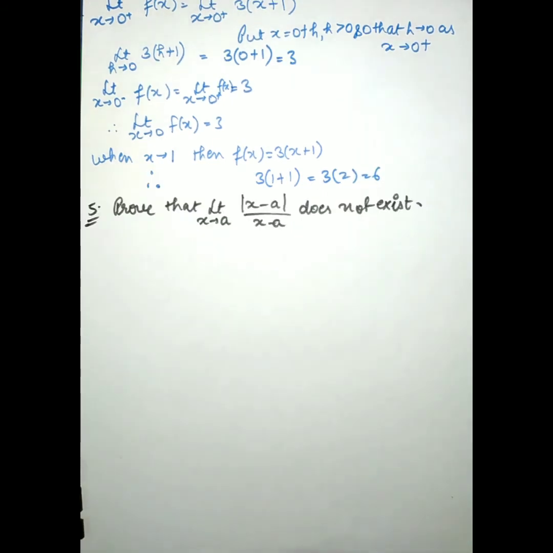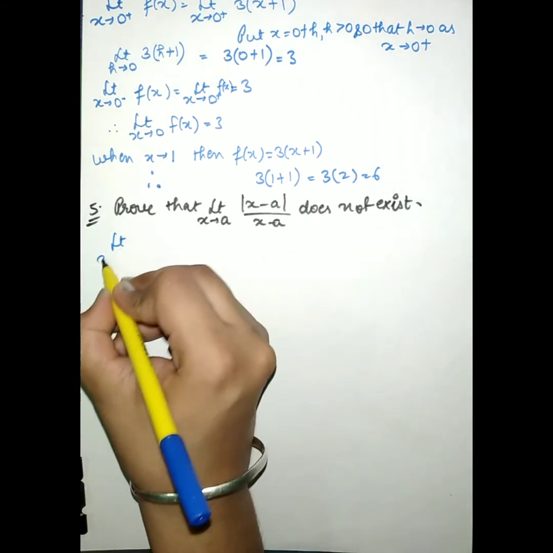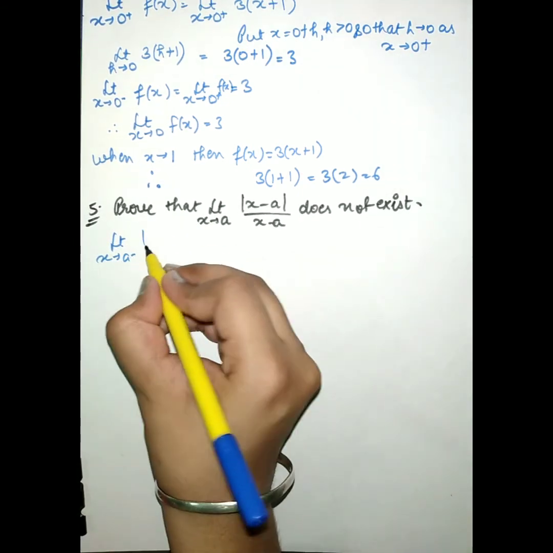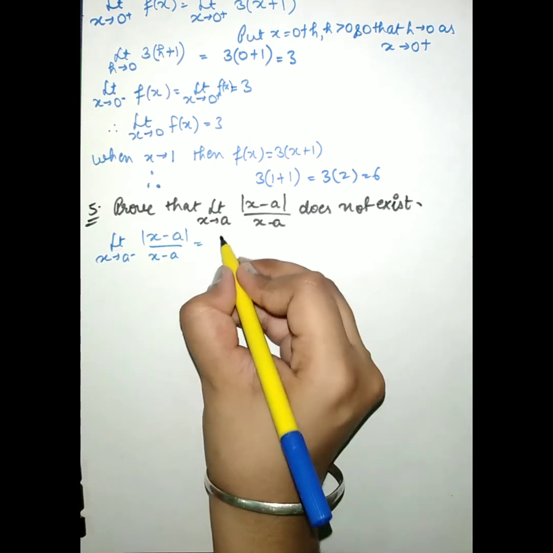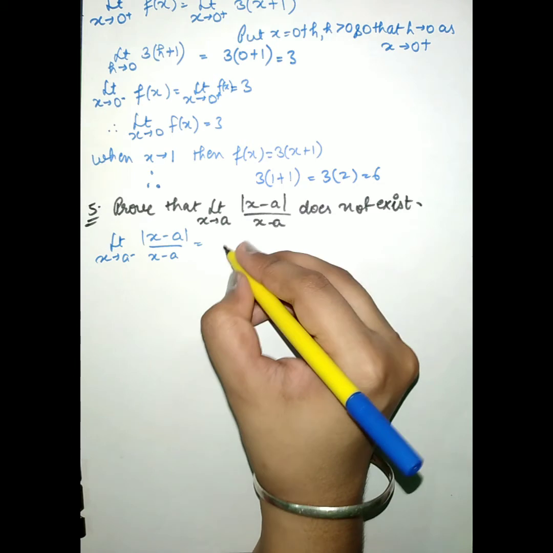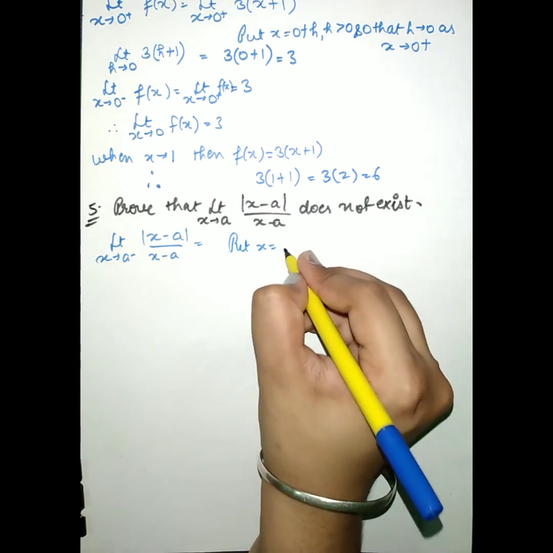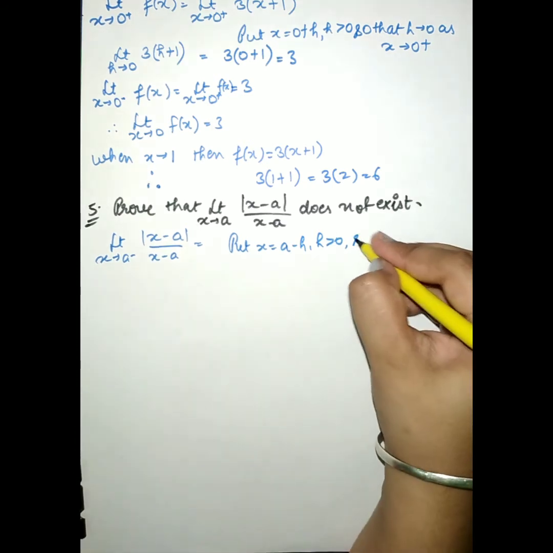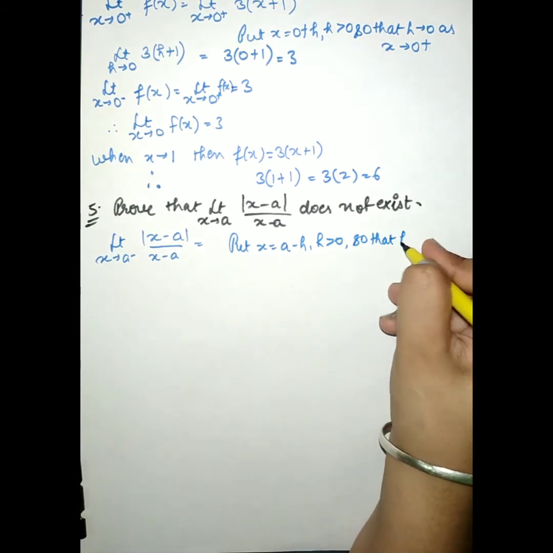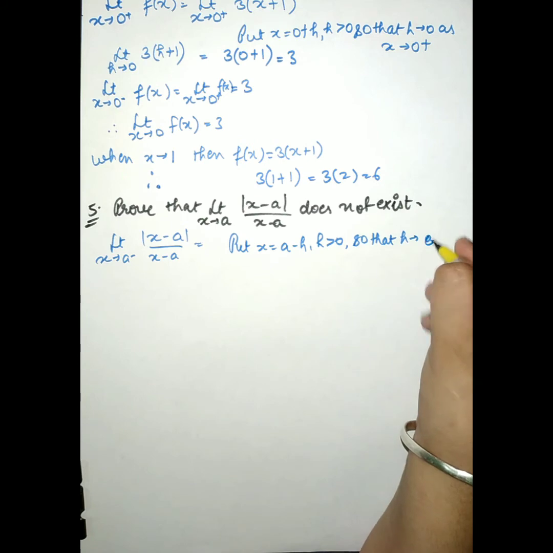Next, the fifth question is: prove that limit x approaches to a of |x − a| upon x − a does not exist. Now we will solve for limit x approaches to a negative. It will become |x − a| upon x − a. Put x equal to a − h, where h is greater than 0, so that h approaches to 0 as x approaches to a negative.